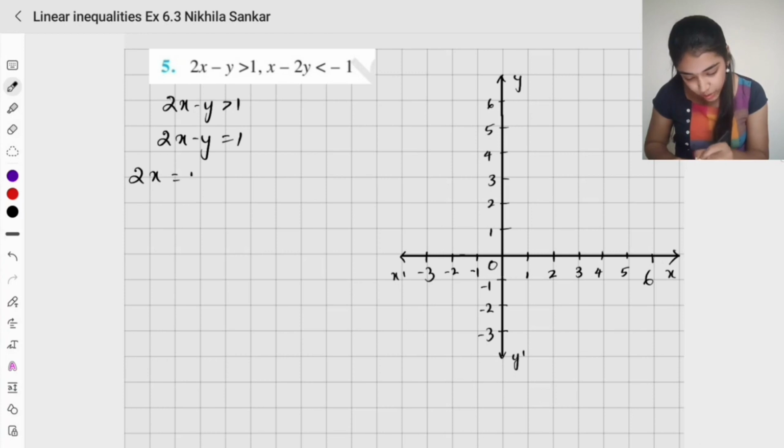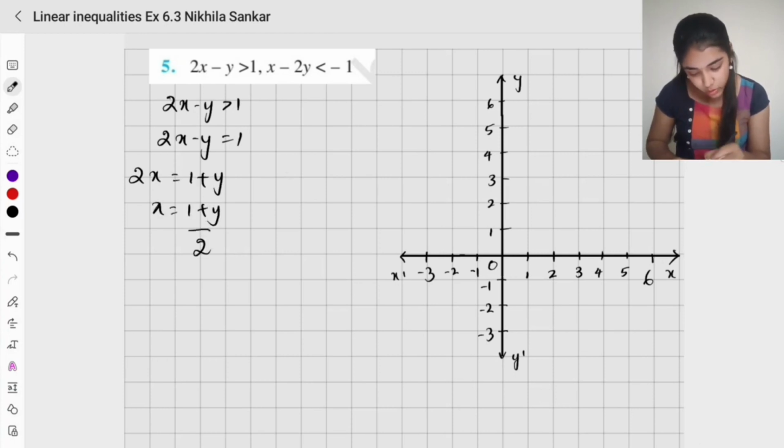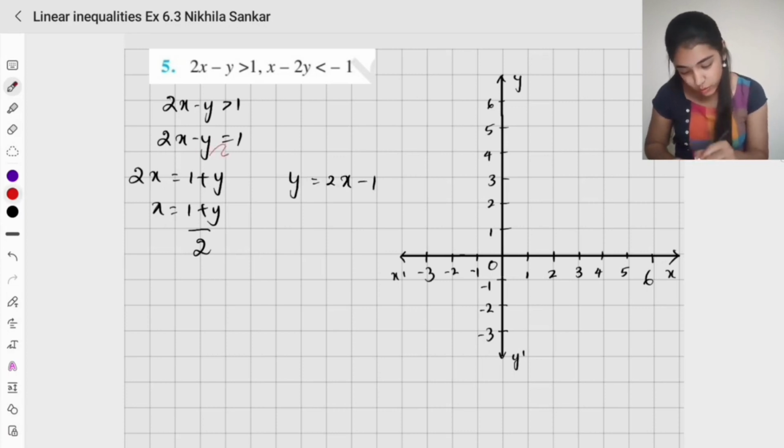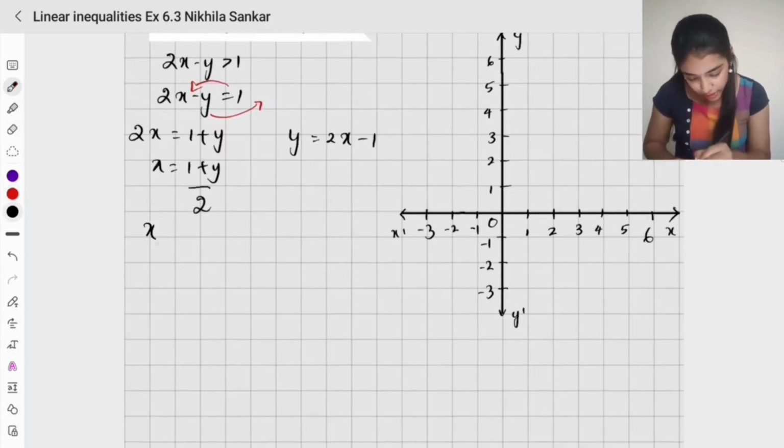So 2x is equal to 1 plus y. X is equal to 1 plus y divided by 2. அதே மாதிரி y equals 2x minus 1. I took the y to the other side and 1 to this side. Okay, இப்போ x y க்கு வேல்யூ போடலாமா? When x is equal to 0, y is going to be minus 1. When y is equal to 0, x is going to be half.